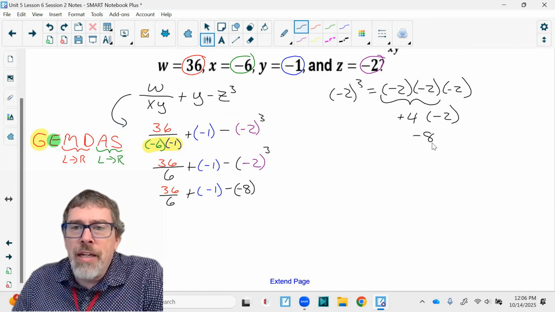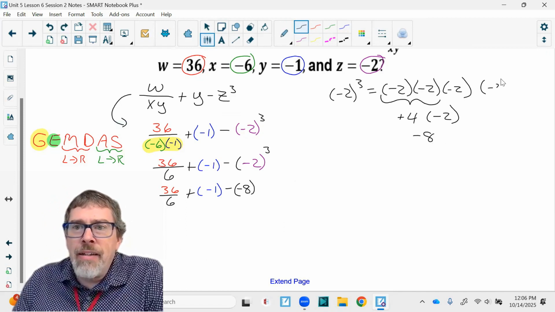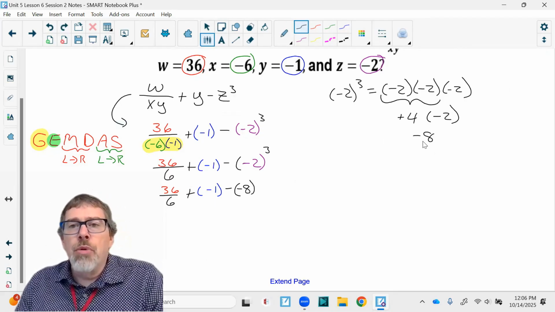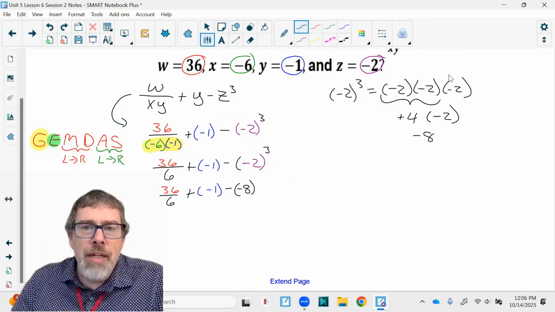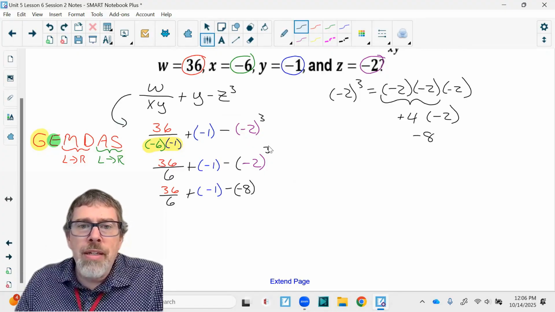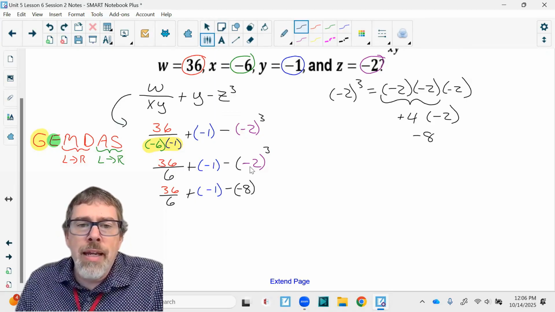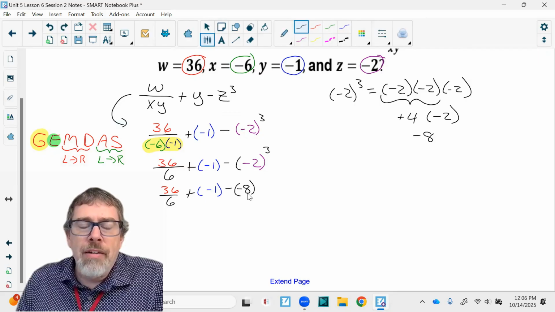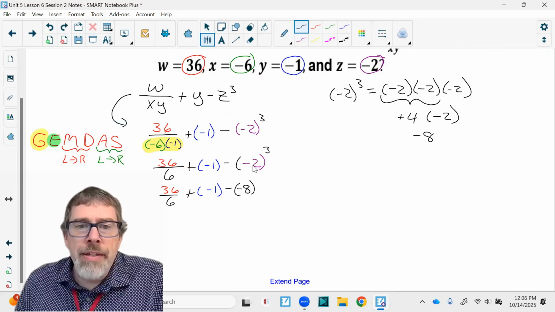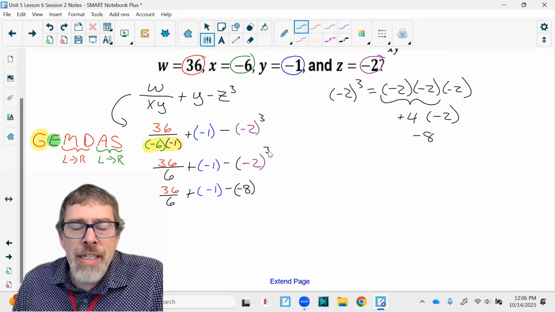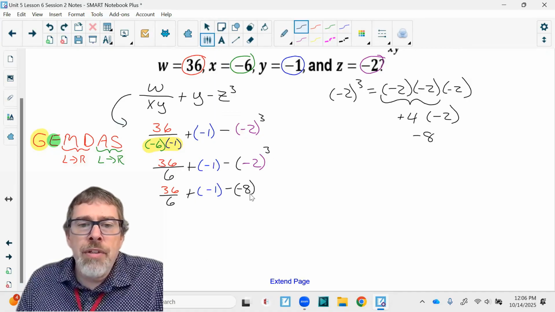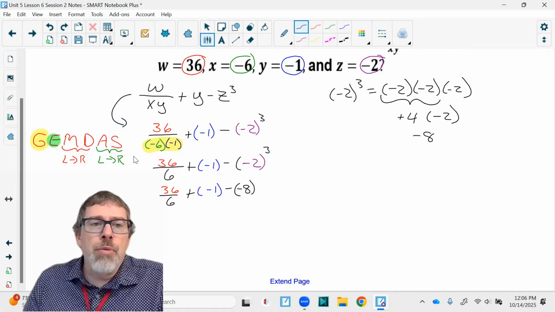It became negative. And if I did it again, this would be to the 4th power, and that would make this positive 16. So it oscillates from negative to positive, negative, positive. So if the power is odd and the base is negative, then the result is negative. If the base is negative and the power is even, the result is positive. Okay, so we've addressed the exponents.